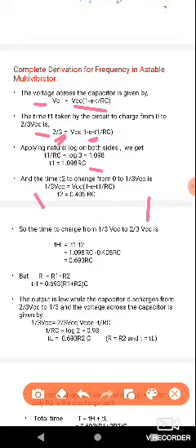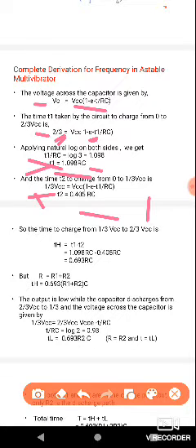Here also we are applying the natural logarithm on both sides. The natural logarithm and exponential terms are cancelled. Then next, T2 is equal to 0.405 RC. These are the two same procedures, and we are getting T1 here and T2.